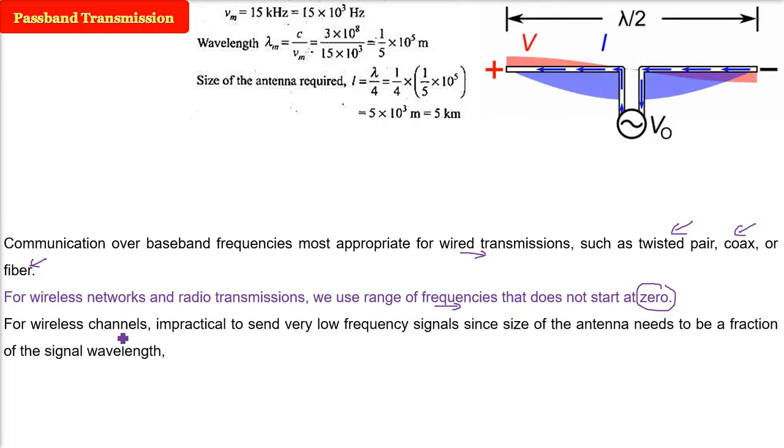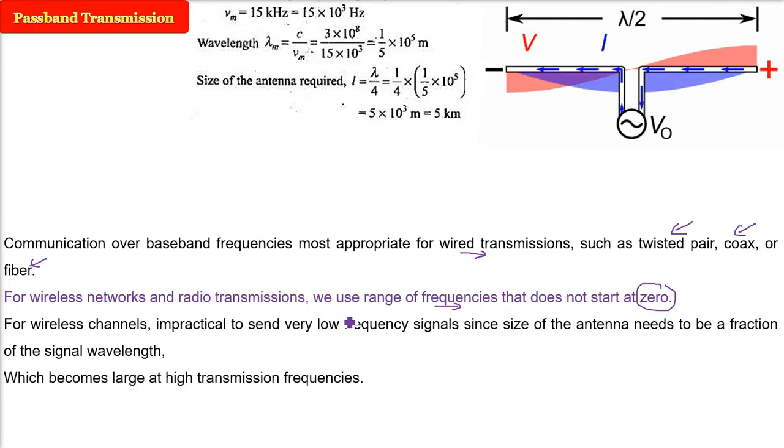For wireless channels, when you are using different frequencies, the antenna size will be different. If you are using very low frequency signals, the antenna size will be impractical to make, because the antenna needs to be a fraction of the signal wavelength. Now how do we prove it? Let us take an example, because the antenna size is related to the frequency. So wavelength and frequency.